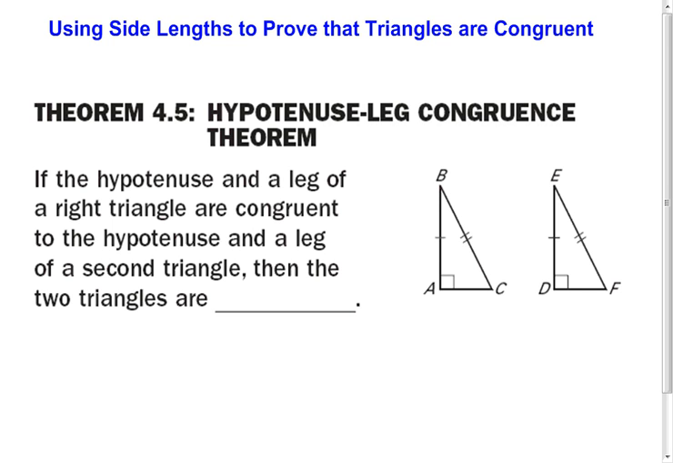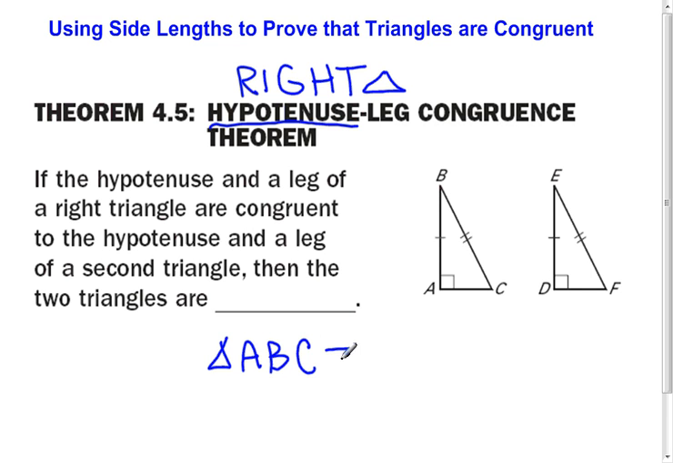Okay, and the last one to deal with the sides is hypotenuse leg. We can only use hypotenuse if it's a right triangle. That's the only time. It must be a right triangle. So in a right triangle, if a hypotenuse and a leg are congruent, then we can say that the 2 triangles are congruent. So in this picture here, triangle ABC would be congruent, and don't forget to match up your letters, triangle DEF.